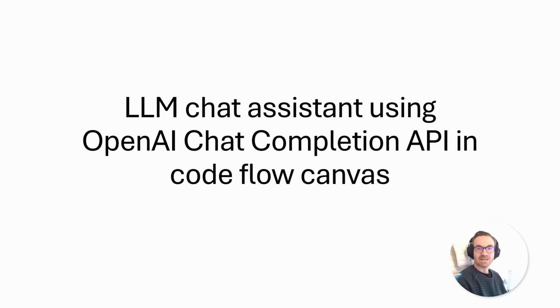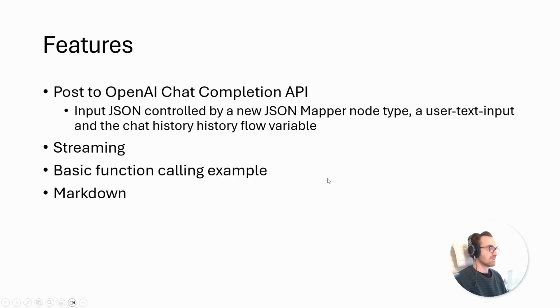Here I show an LLM chat assistant using the OpenAI Chat Completion API, which is built in CodeFlow Canvas. It has the following features. It posts, of course, to the OpenAI Chat Completion API. It receives an input JSON, which is controlled by the new JSON mapper node type, a user text input node type, and the chat history flow variable. It has support for streaming. There's also a basic function calling example in the flow, and it shows the markdown output which is sent from the Chat Completion API.